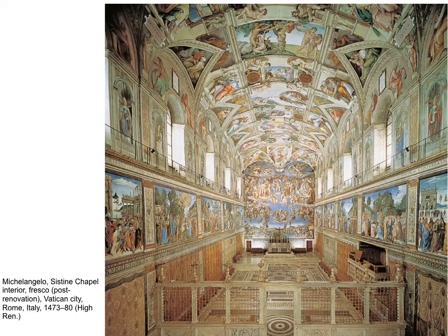Now, Michelangelo, in addition to being a painter and a sculptor, was a poet and an architect. He was actually the architect of the new St. Peter's Basilica in the Vatican. But the Sistine Chapel is one of his most grand paintings. It was created shortly after his famous sculpture of the David and was commissioned by Pope Julius II.